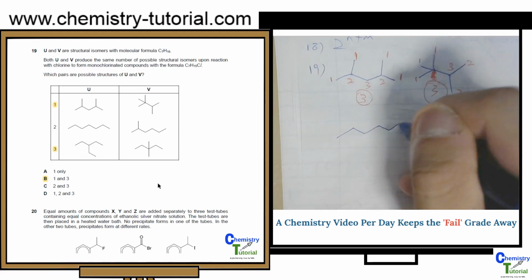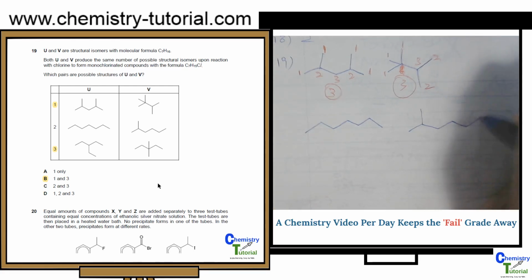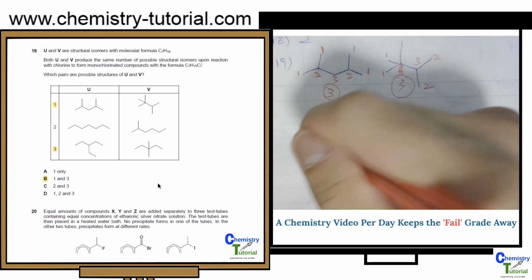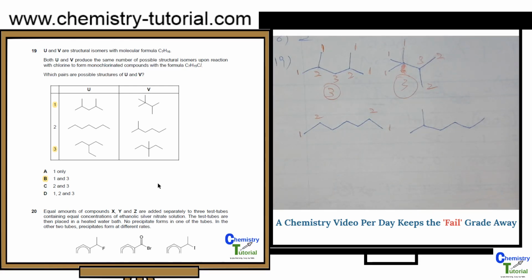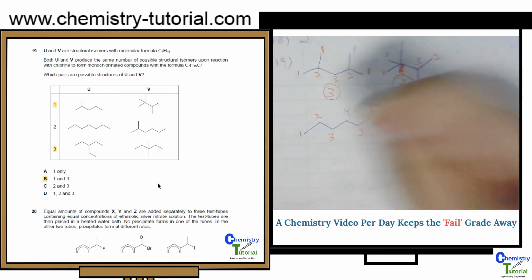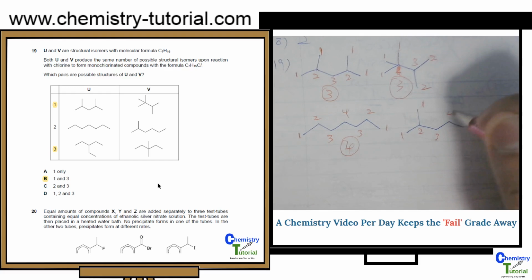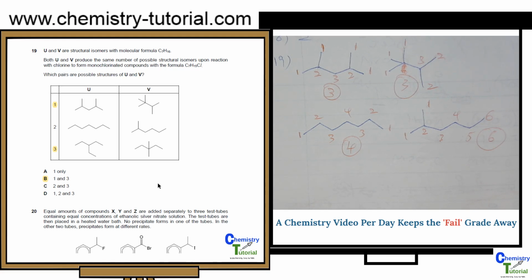1, 2, 3, 4, 5, 6. Let me check. Yeah, the other one is just like that. So the chlorination can occur at this spot. These 2 sides are equivalent. This spot, and this spot. That means this can form 4 possible monochlorinated compounds. Over here, 1 and 1, 2, 3, 4, 5, 6. So this can form 6 possible monochlorinated compounds. So option 2 is out.